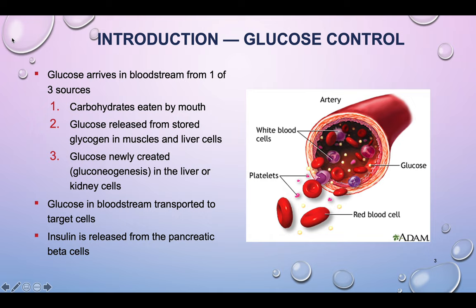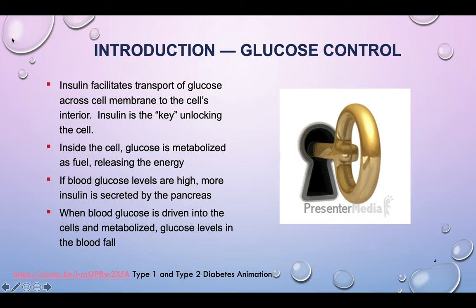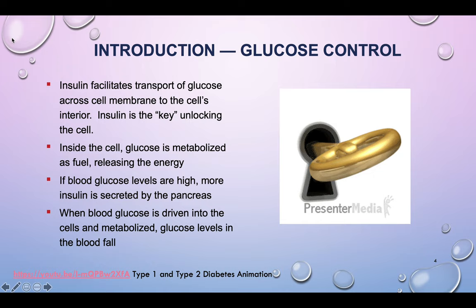Okay, insulin facilitates transport of glucose across the membrane to the cell's interior. We call it a key. It's the key that unlocks the door. Glucose will be floating around in your bloodstream, and insulin takes that glucose and puts it into the cell, helps it unlock the cell and helps it get into the cell. Inside the cell, glucose is metabolized as fuel, releasing energy.